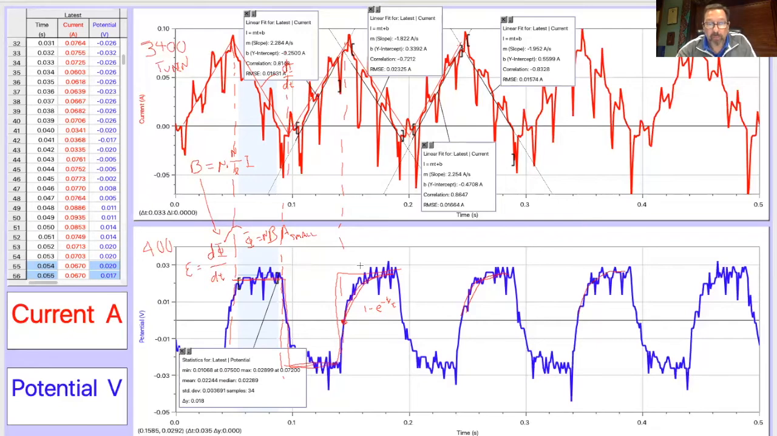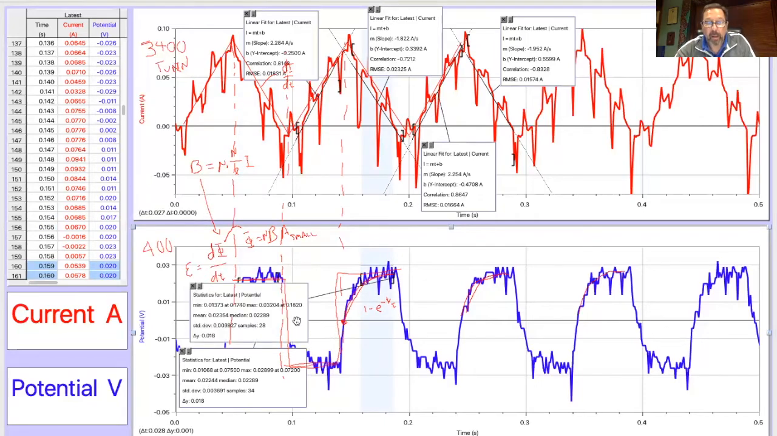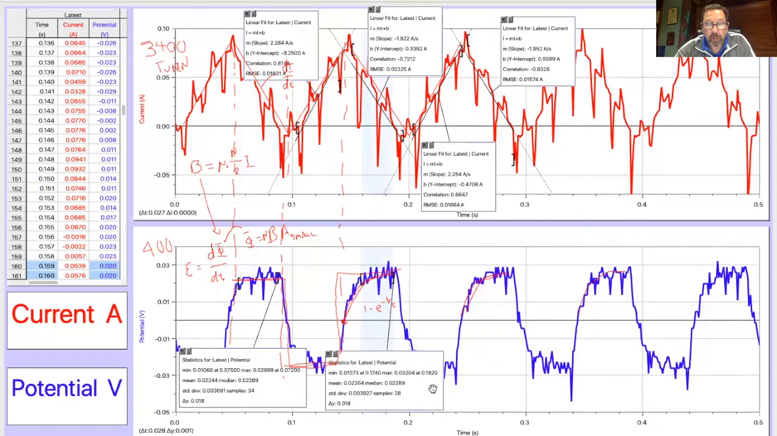And let's do the same thing over this range right here. Okay, do statistics, and I get an average value of about 0.0235. Okay, and I can do the same thing right over here. And I'm trying to use that region where it's fairly steady.